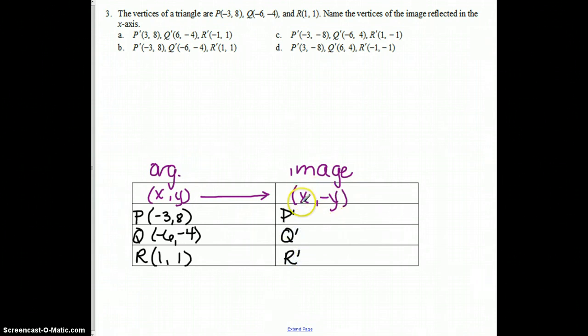Now, I can look at this and tell that x stays exactly the same. So I'm going to go through and look at my points, and I'm going to do my x value first, and leave them just the same. So this will be -3, -6, and 1. And my y values flip sign. They become opposite of whatever they were. So +8 becomes -8. -4 becomes +4. And 1 becomes -1. So if I look at my choices of answers on number 3, C is the only one that has the right points.